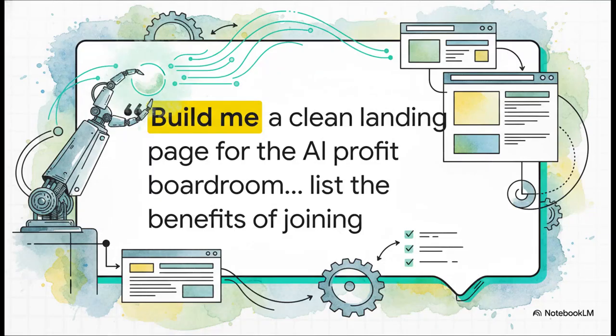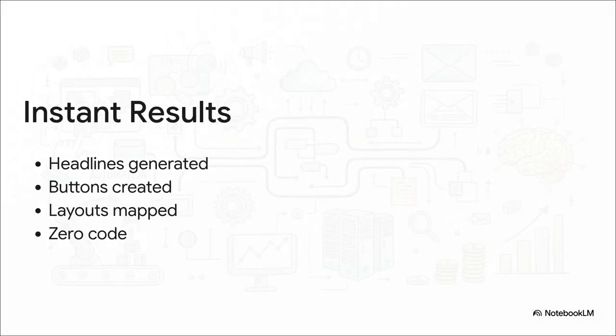Take a look at this real-world example. This is the exact prompt used to build a community landing page. Just look at how incredibly conversational it is. Build me a clean landing page. Show how AI automation helps grow a business. List the benefits. You aren't writing code. You are just clearly stating exactly what you want the page to look like and what you need it to do for your customers. And the results are just instant.